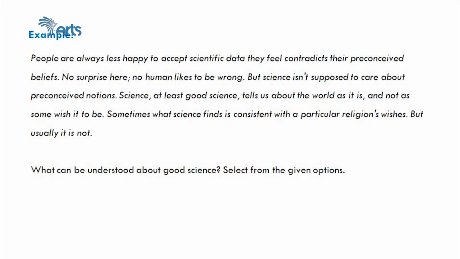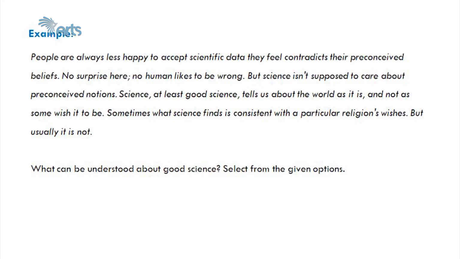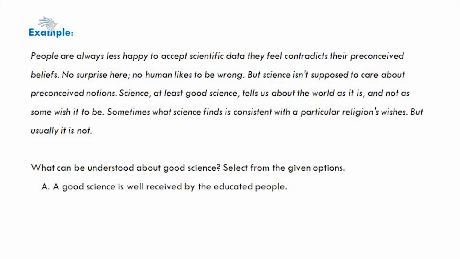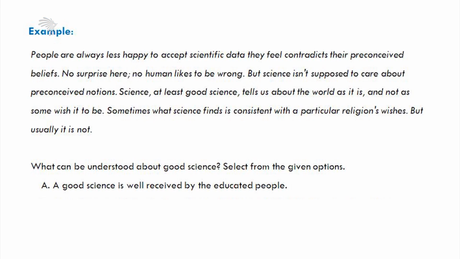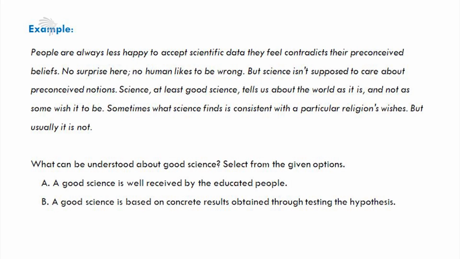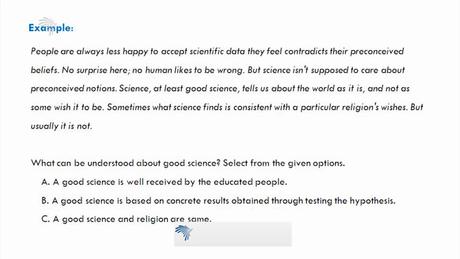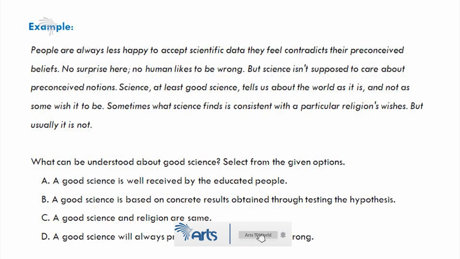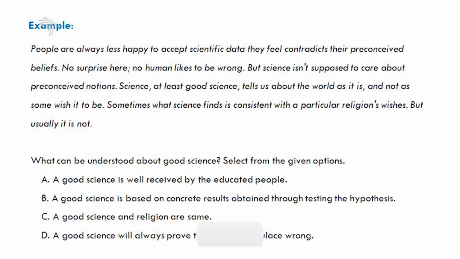What can be understood about good science? Select from the given options. Option A, good science is well received by educated people. B, good science is based on concrete results obtained through testing the hypothesis. C, good science and religion are the same. D, good science will always prove the general populace wrong.